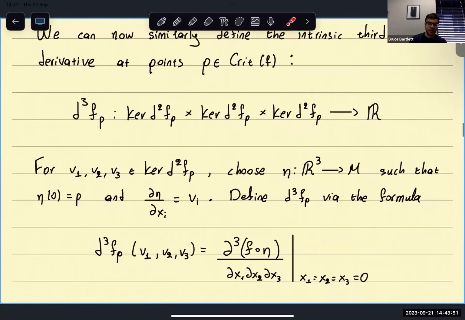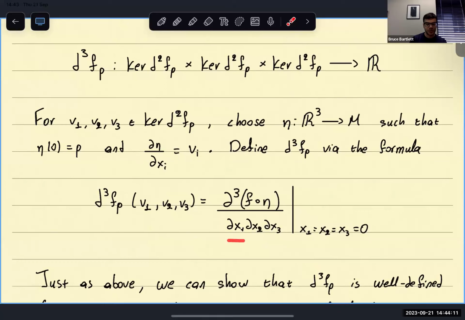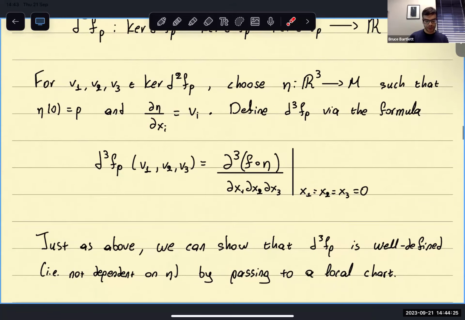And it's basically the same formula. So you give me 3 vectors now in the kernel of the Hessian. I choose a map from R3 that sends the origin to P, and also the partial derivatives give us those vectors. And I define this trilinear pairing by evaluating the partial derivative of this composition when x1 equals x2 equals x3 equals 0, so at the origin. And again, you can show that this is well defined, so independent of eta, by passing to a local chart.